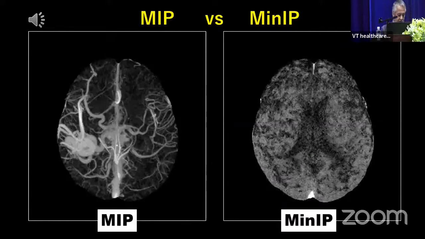The MIP and minimum IP of the head 3D angio are shown. The skull has been removed in advance. The left is the MIP image showing the silver bright vessels. On the right, substances with small CT values, such as the ventricle, are projected and displayed.